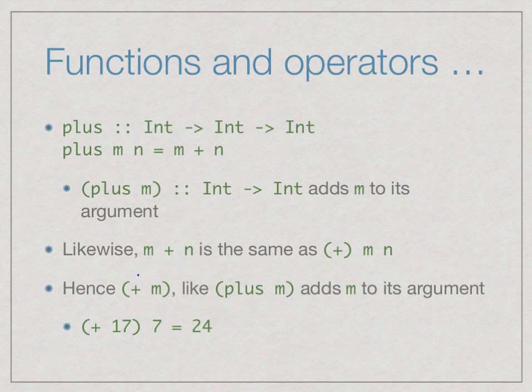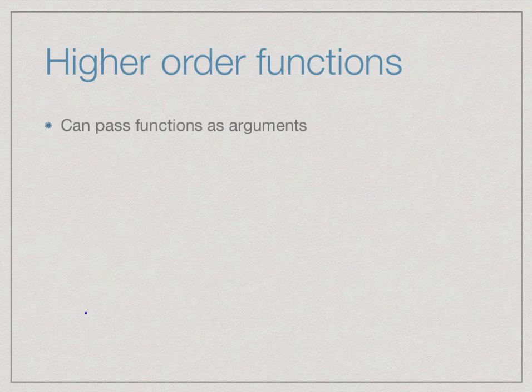You can try this out in the Haskell interpreter in GHCi. If you take something like plus 17 and you apply it to 7, then plus 17 will add 7 to 17 and give you 24. So using the fact that we can convert operators to functions by using the round bracket, we can also get partially instantiated functions where one of the arguments has been fixed, and use these when we manipulate functions in Haskell. Now, manipulating functions in Haskell takes us to this notion of a higher order function.